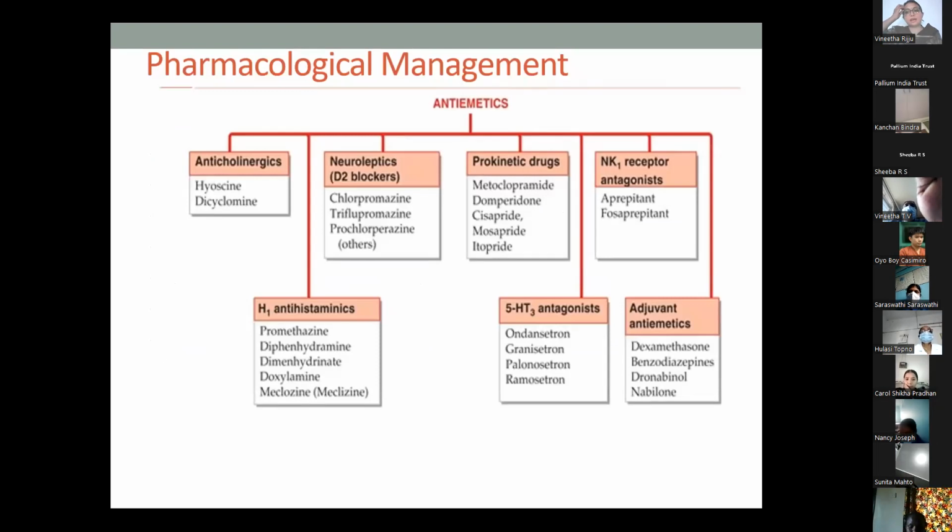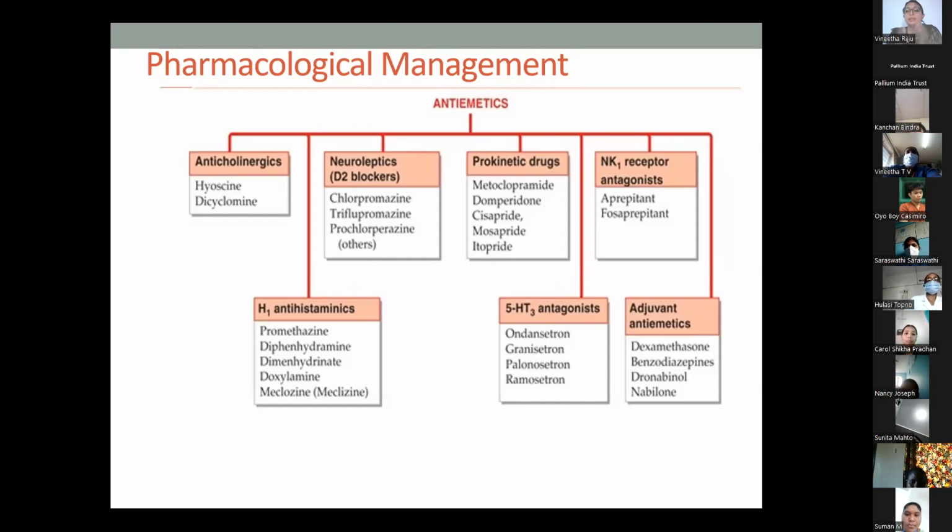These are the different drugs that we use, and this is the classification under which the drugs are written. Hyoscine, the first one, is an anticholinergic. What it does is bring down the secretion. It is an anti-secretory agent and also an antispasmodic agent. It brings down the spasm of the gut and also the secretion, and thus it helps to control the vomiting. Prokinetic drugs like metoclopramide and domperidone induce the forward action of the gut, and that helps to bring down the vomiting.